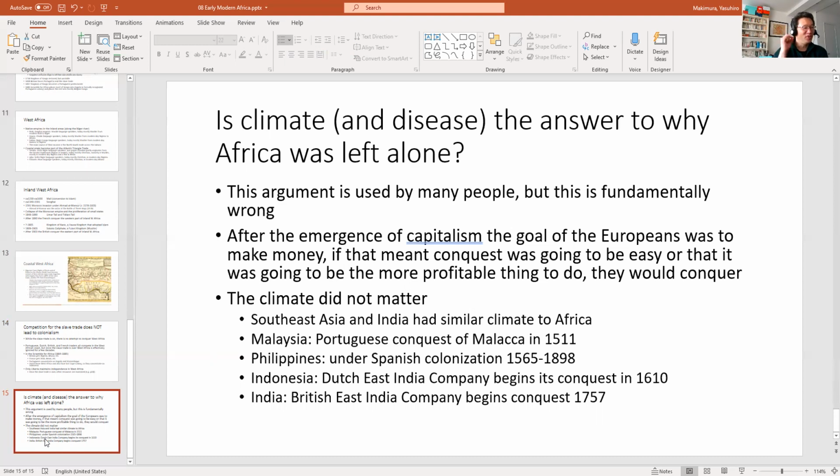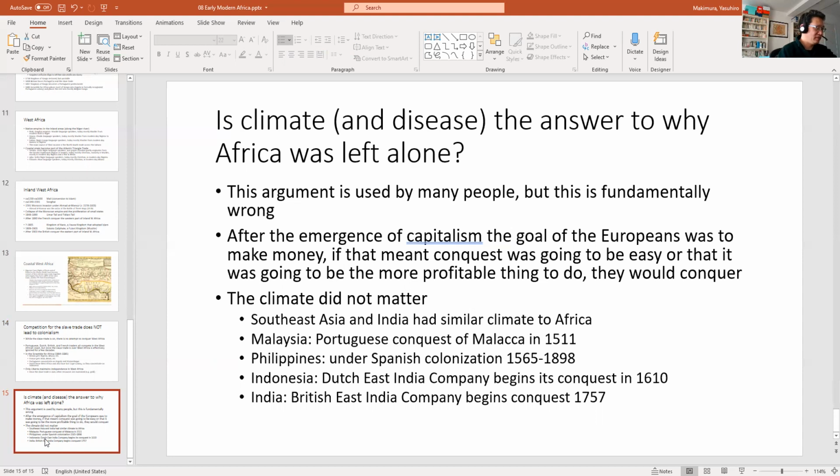So the point here is that the Europeans have become capitalist, right? By the 1500s, capitalism is beginning to emerge. And as people become more and more capitalist, the goal becomes to make money. And if that meant conquest was going to be easy or more profitable, well, then so be it. They would go and conquer it, right? But if you can make money without the conquest, so be it. Let's make money through just trade. No need to conquer.